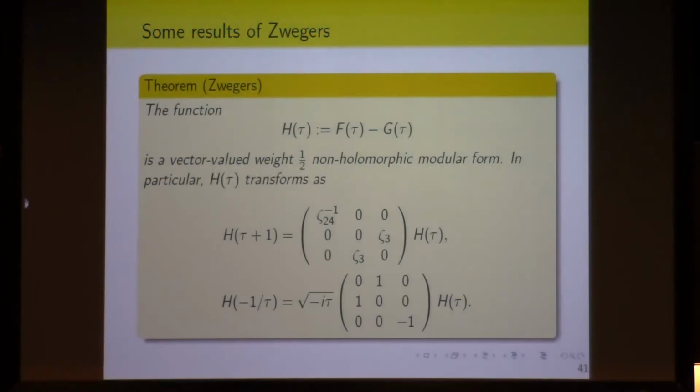Modular transformation of the Mock theta functions alone. So what Zwegers showed is that, here is an example under the two generators of SL2, this vector H, which is a difference between the Mock vector and the non-holomorphic vector, transforms as a vector-valued modular form. So this is on one hand very nice, because we now have fully understood the way in which these functions fit into the theory.